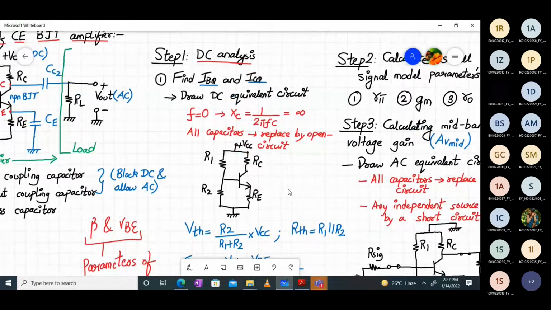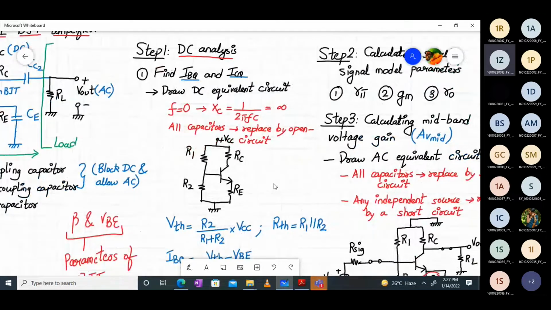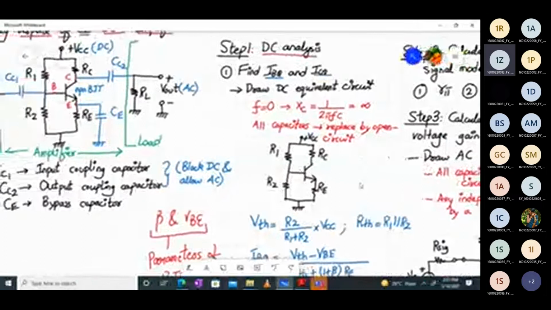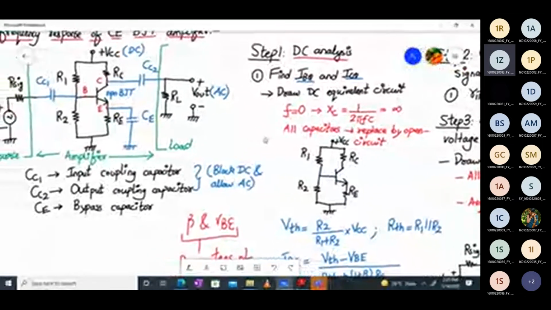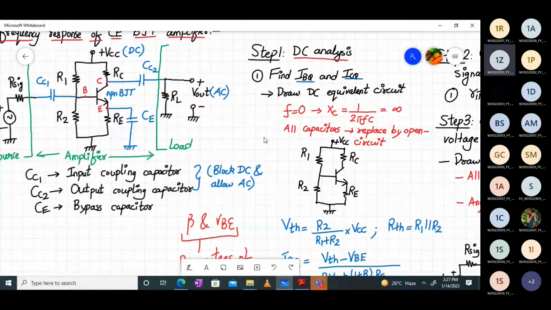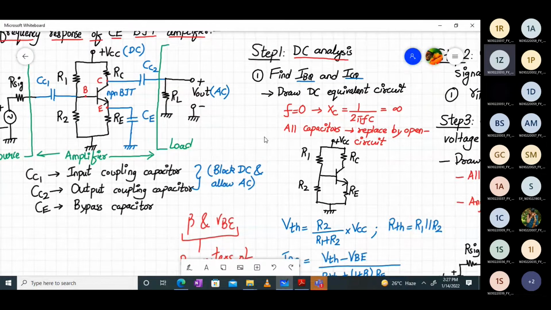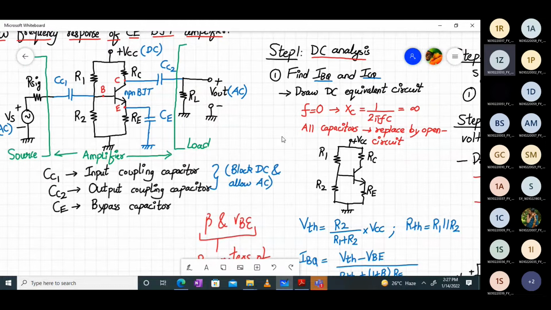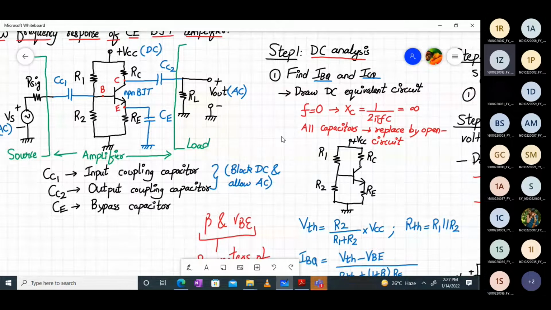Hello, sir. When we draw the DC equivalent circuit, you said that we replace the capacitors by open circuit. Yeah. Sir, but whenever we connect capacitors to any DC circuit, they have a different, equivalent exponential response, right?